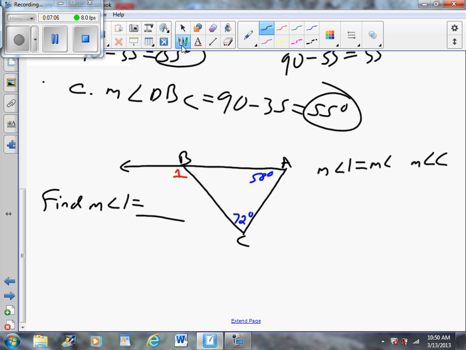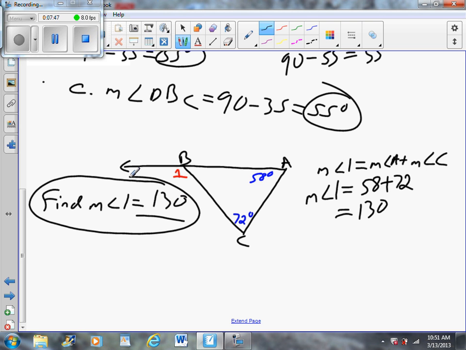So if that's the case, what is going to be the measure of angle 1? How can we find the measure of angle 1? Let's substitute the values for those angle measures into the equation. So what do we do? Add A and C. So we're going to say 58 plus 72. What is 58 plus 72? 130. Right. So our answer here is 130 degrees. So that's how you generate an answer here using these theorems.